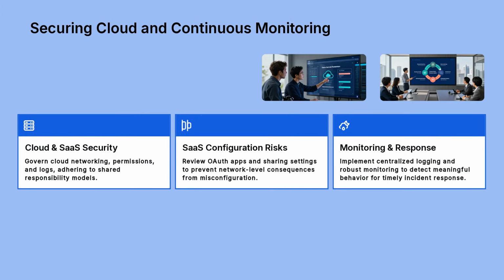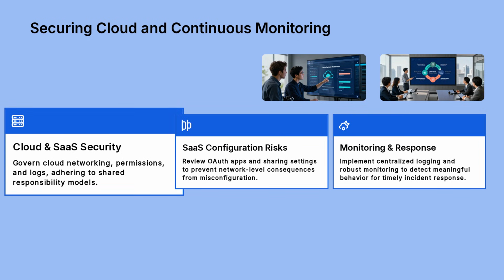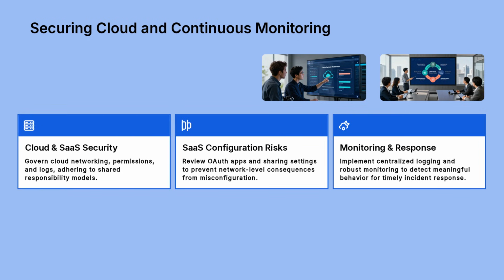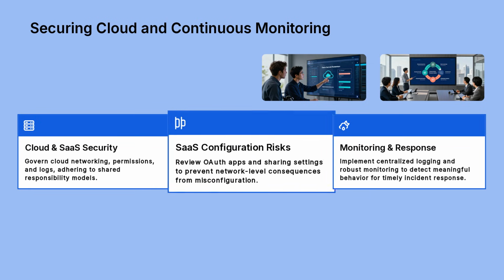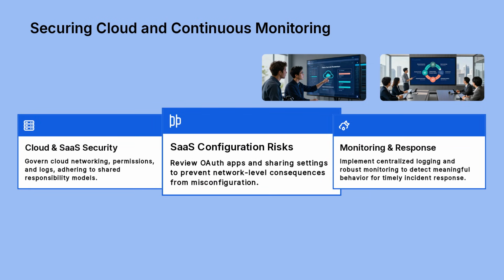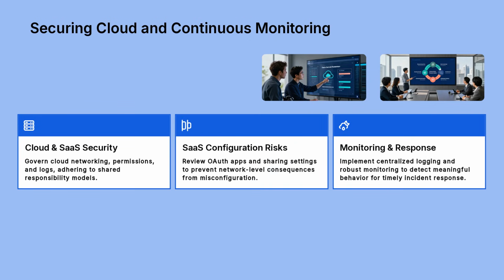When securing cloud and continuous monitoring, we must govern cloud networking, permissions, and logs while strictly adhering to shared responsibility models. We also have to be mindful of SaaS configuration risks. This involves reviewing OAuth applications and sharing settings to prevent any network-level consequences resulting from simple misconfigurations. This ties directly into our monitoring and response capabilities.